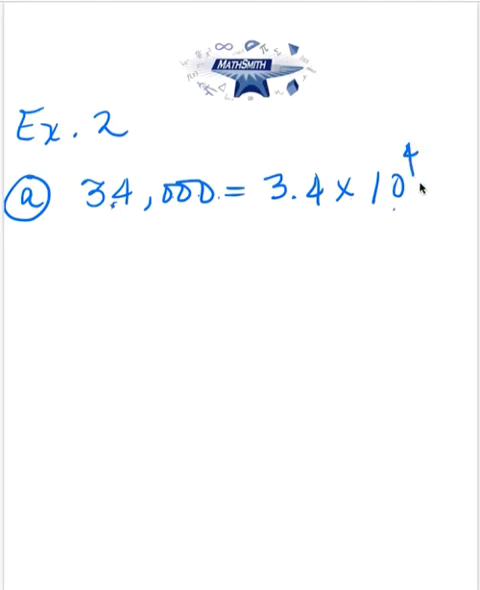Now, if you were to take this and convert it back, do you get 34,000 back? Do you get 3.4 times 10 to the 4th power? Does that give you 34,000? Well, yes, it does, because you're going to move that decimal place 4 positions to the right. All right, now let's take B.